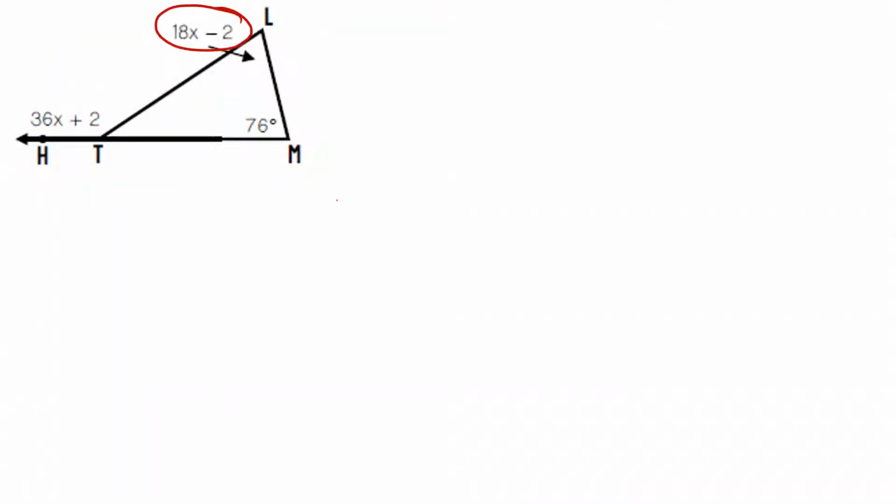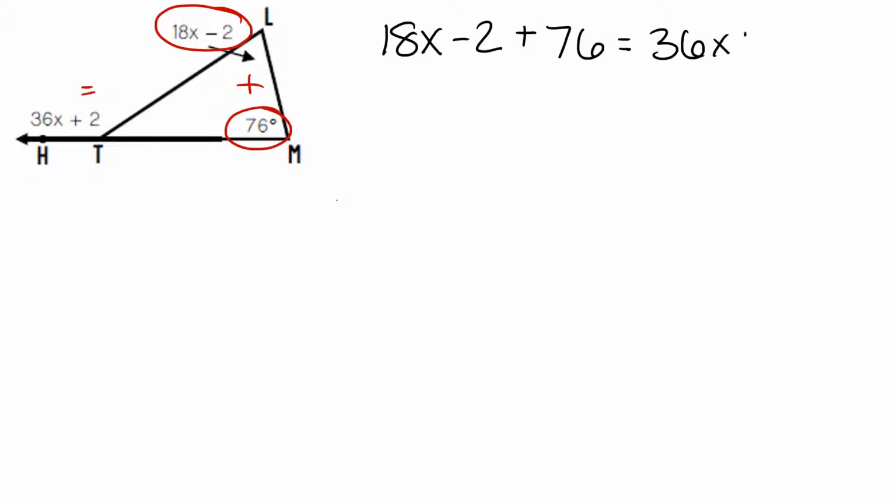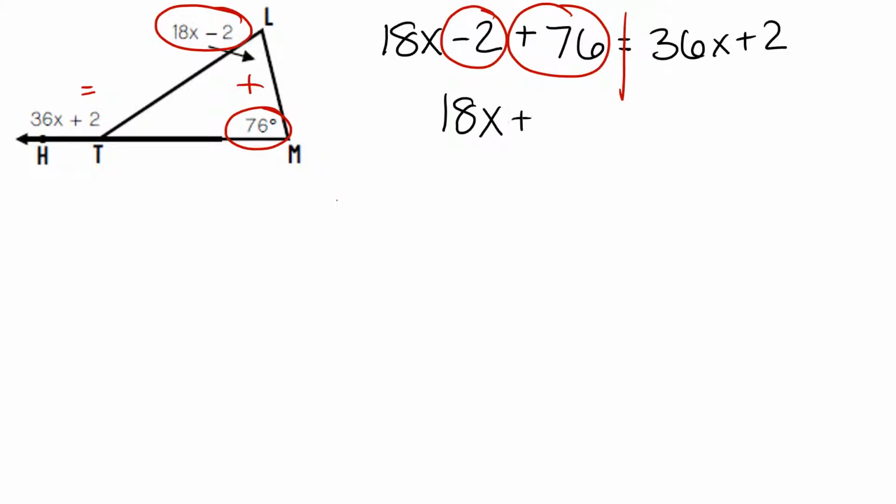For this problem, we're taking our two inside angles and adding them together to equal the outside angle. We have 18x minus 2 plus the other inside angle, 76, to equal the outside angle, 36x plus 2. We start by combining like terms, the minus 2 and the plus 76. The minus 2 and the plus 76 is going to give us a positive 74.